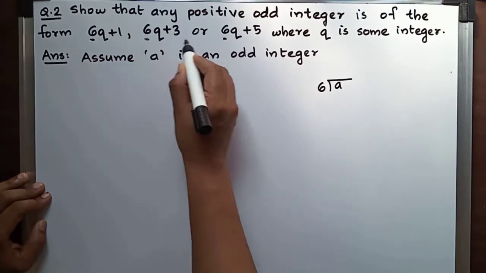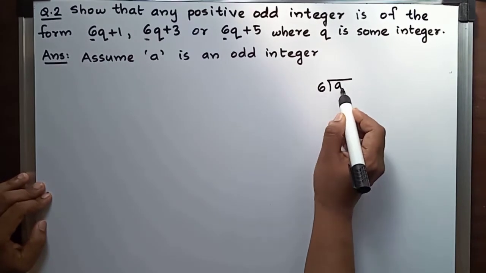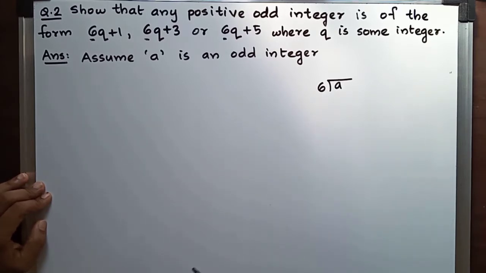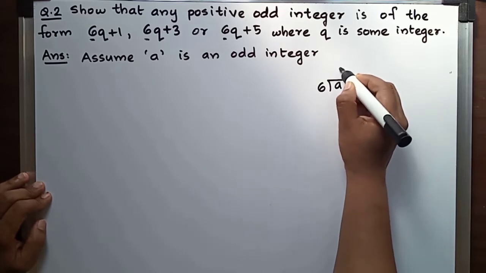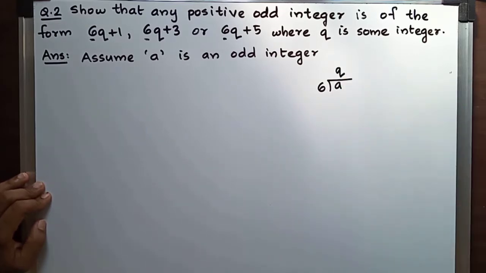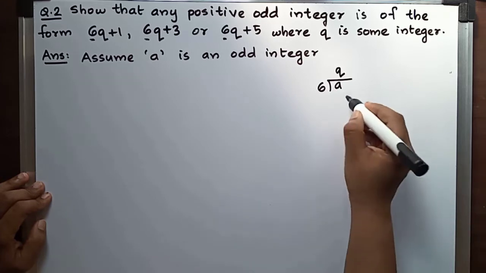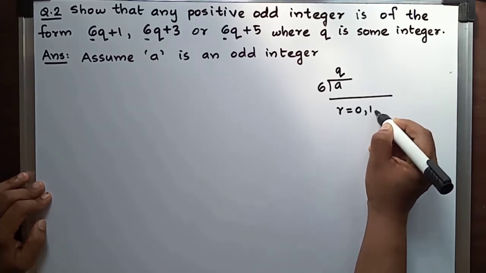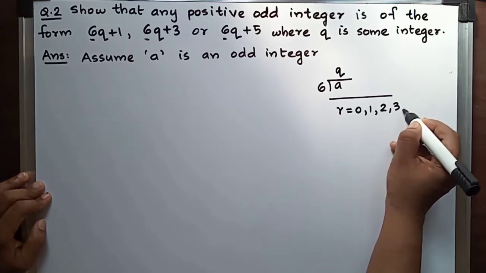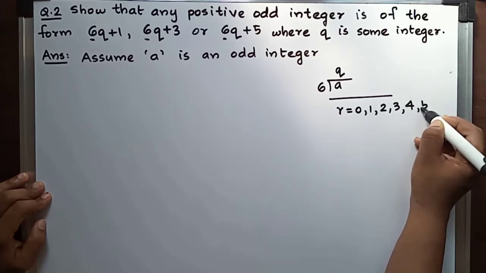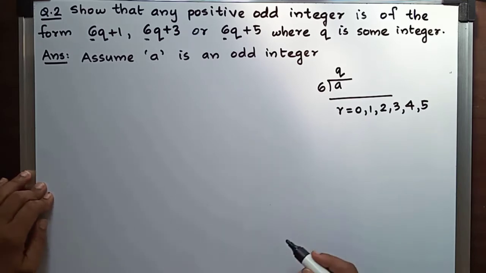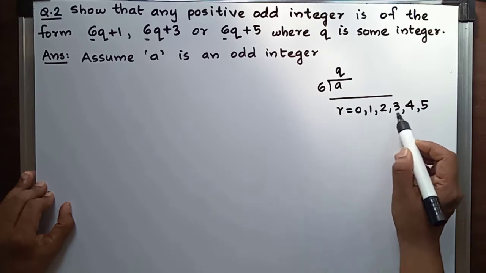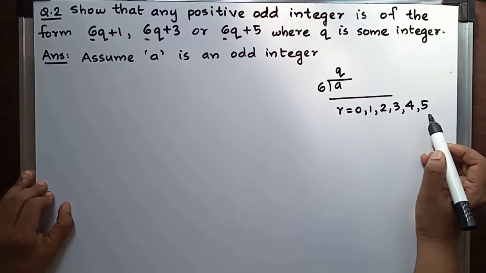That is why we choose 6 here. We are going to divide this A by 6. A is an odd integer. Anyways, by division we will get a quotient here. Okay, a quotient will be there and we will get remainders as 0, 1, 2, 3, 4 or 5. See, when I divide a number by 6, these are the possible remainders.